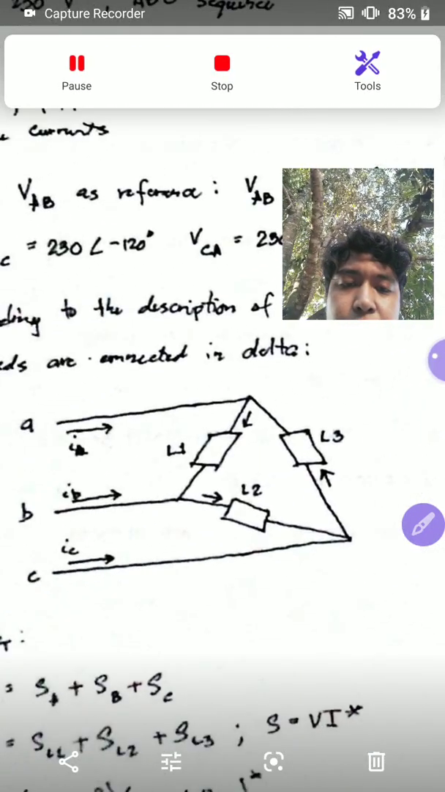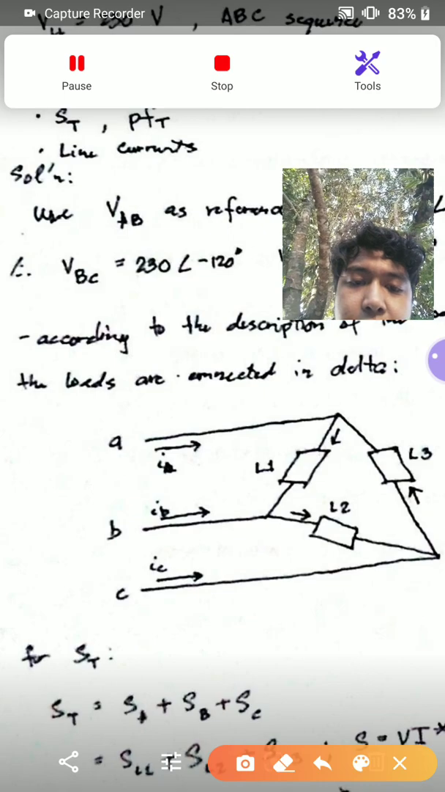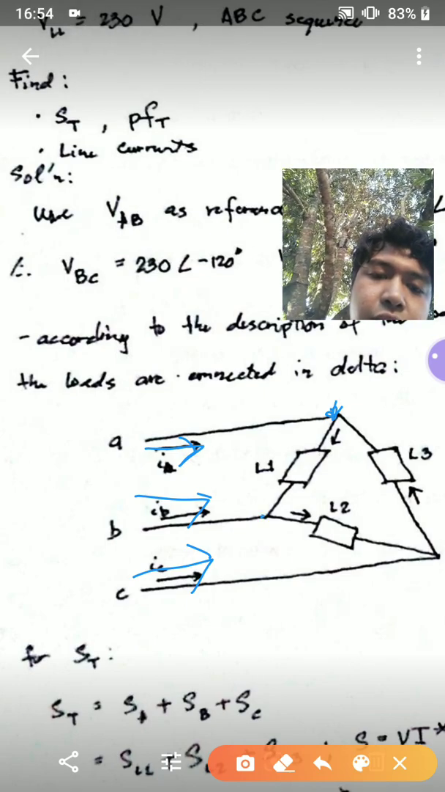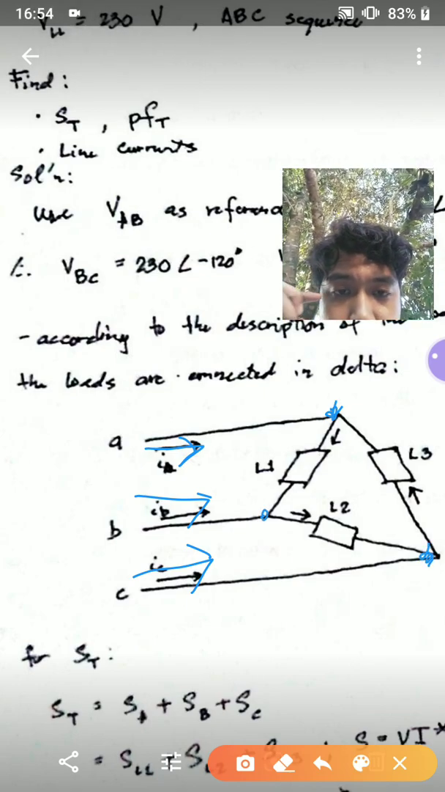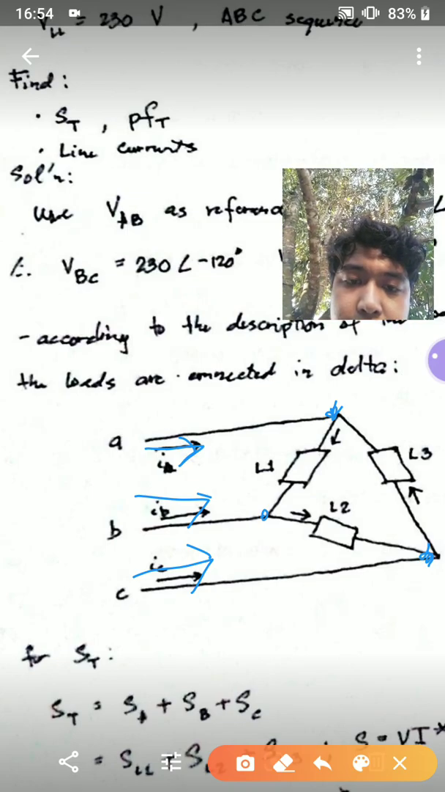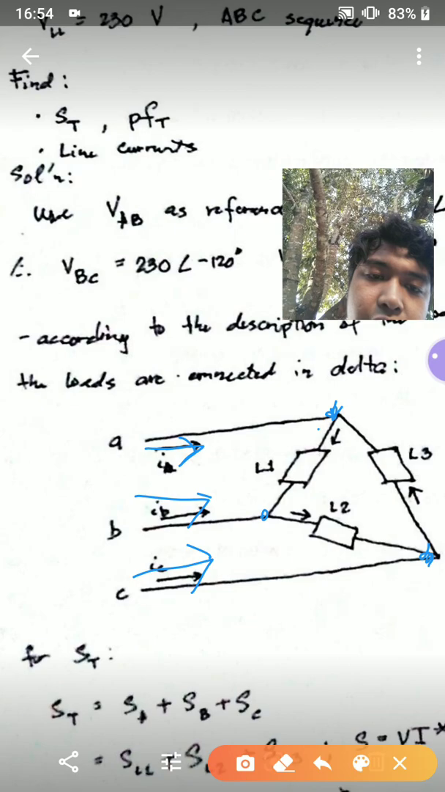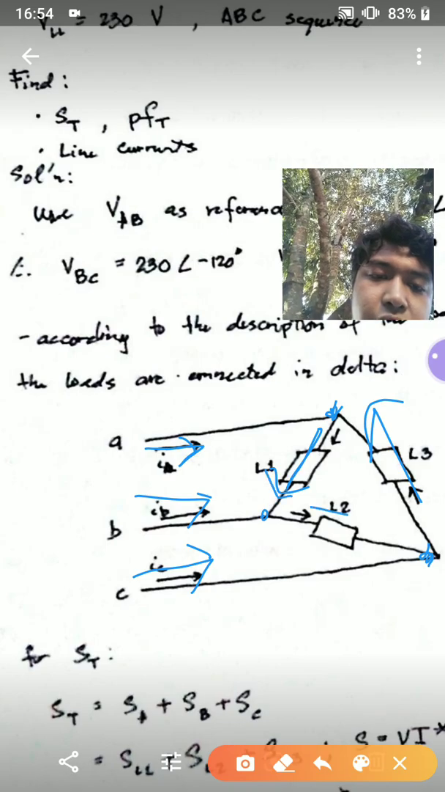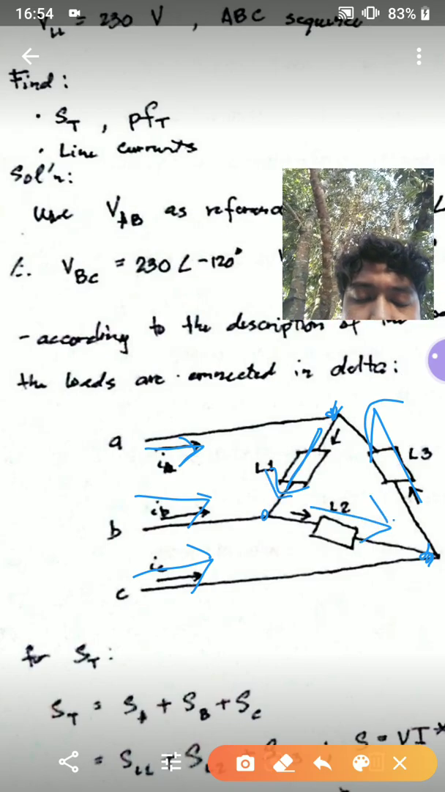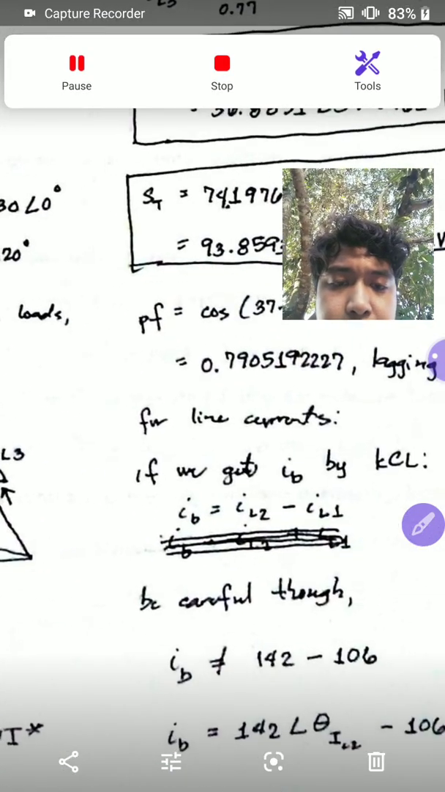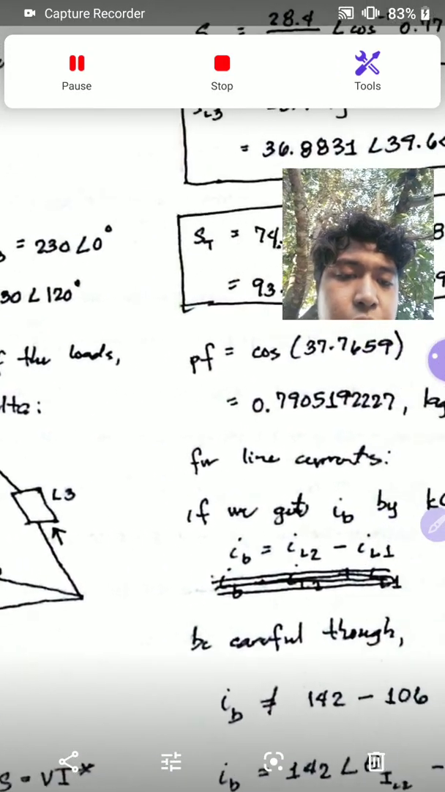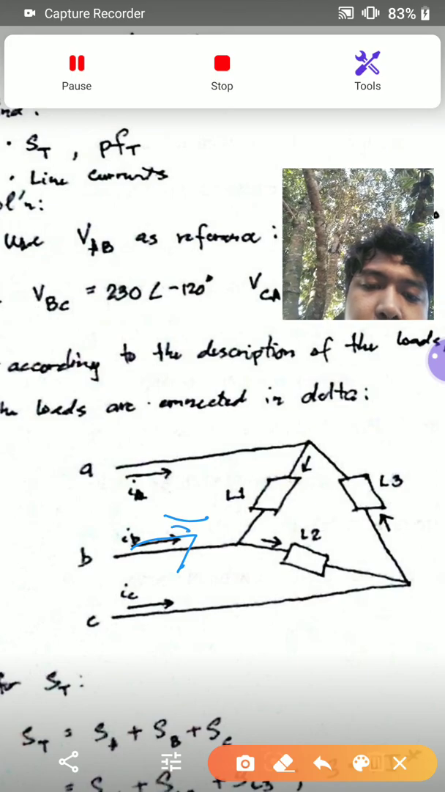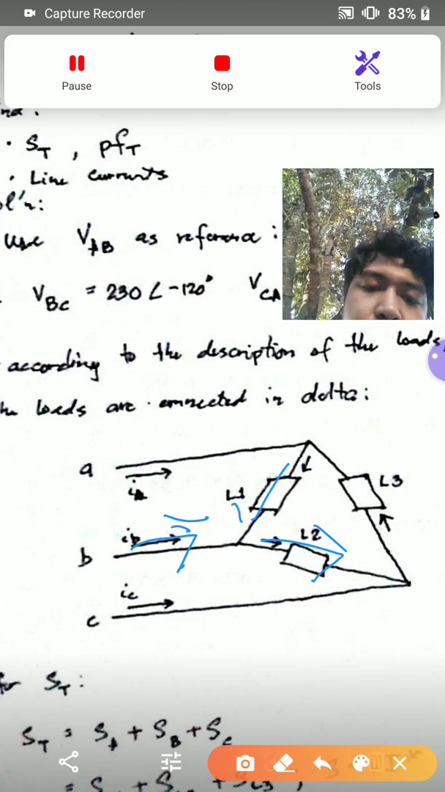Now for the line currents, if we go back to this diagram, we want to get the line currents IA, IB, and IC. To get that, you can perform KCLs at this node and at this node, such that, for example, your current IA is just the KCL of this and this current. The IB is just the KCL of this current, and so on. For instance, IB is equal to I load 2 minus I load 1. So this is IB, the current at line B: load 2 minus load 1.